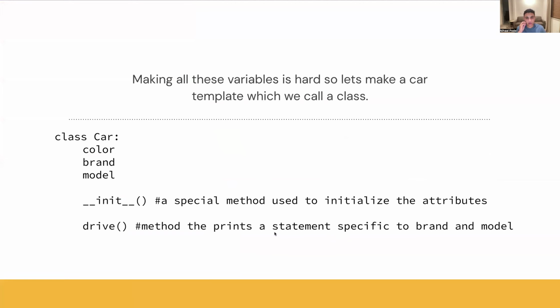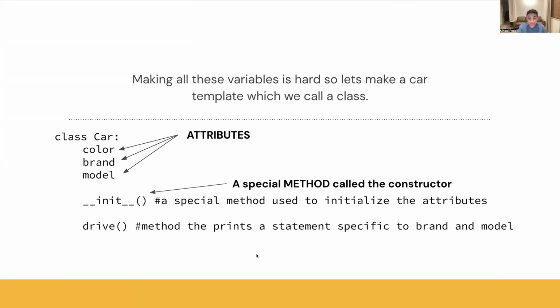Looking back, making all these variables is hard. So let's make a car template, which we call a class. The attributes are color, brand, and model. These are attributes that you would associate when identifying a vehicle. And then the method is the init. This is called the constructor. As we remember, init is a special method used to initialize the attributes. Here's another example of a method called drive().